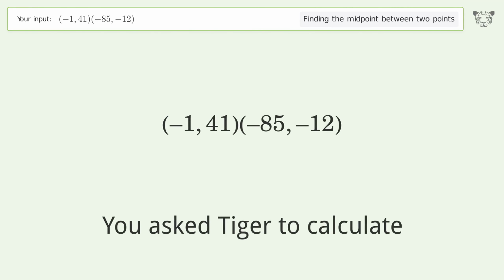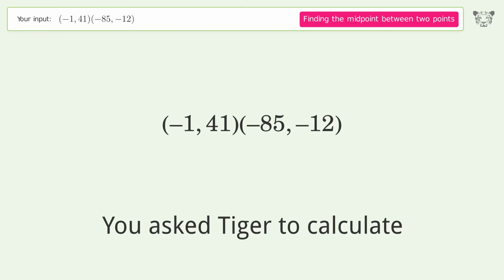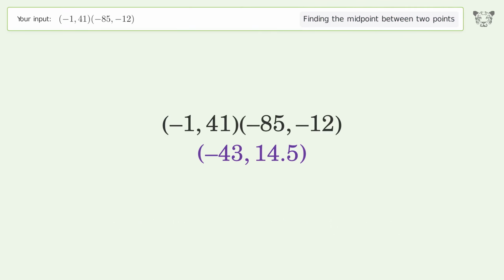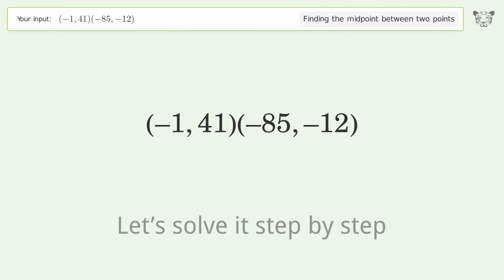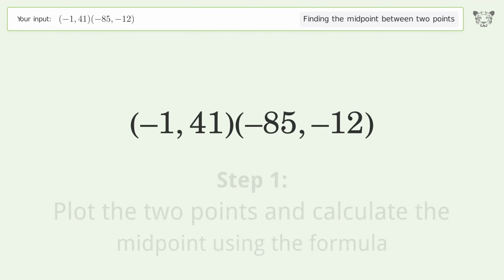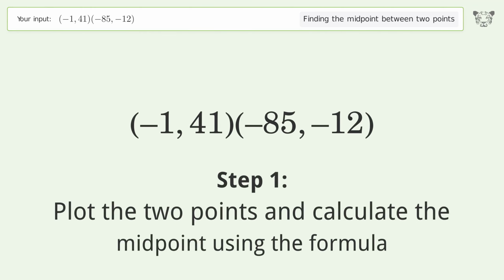You ask Tiger to calculate. This deals with finding the midpoint between 2 points. The midpoint between the 2 points is negative 43, 14.5. Let's solve it step by step. Plot the 2 points and calculate the midpoint using the formula.